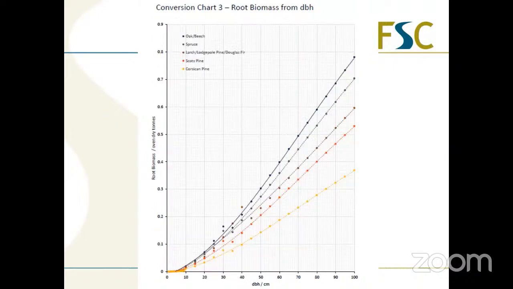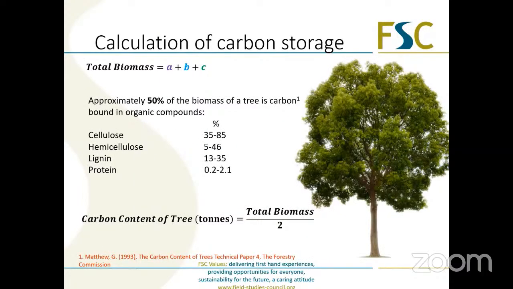This one shows the biomass in the roots. In a similar way, looking at larger deciduous trees seem to have more biomass in their roots. To get the total biomass in the tree, we can add up the biomass of the trunk, the crown, and the roots. Then, because about 50% of the biomass in trees is carbon bound in organic compounds, we can divide the biomass by 2 to get our carbon content estimate.